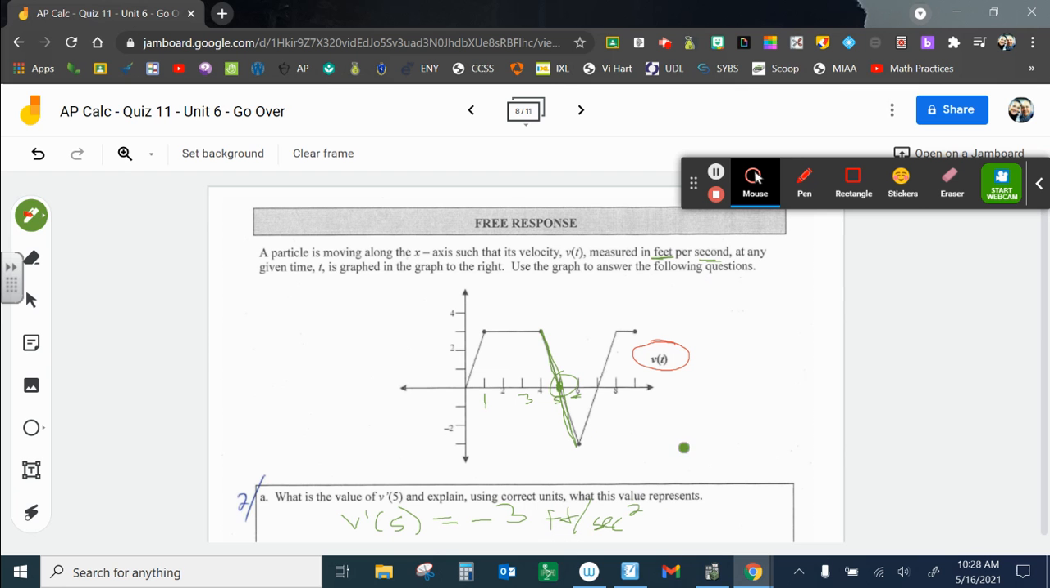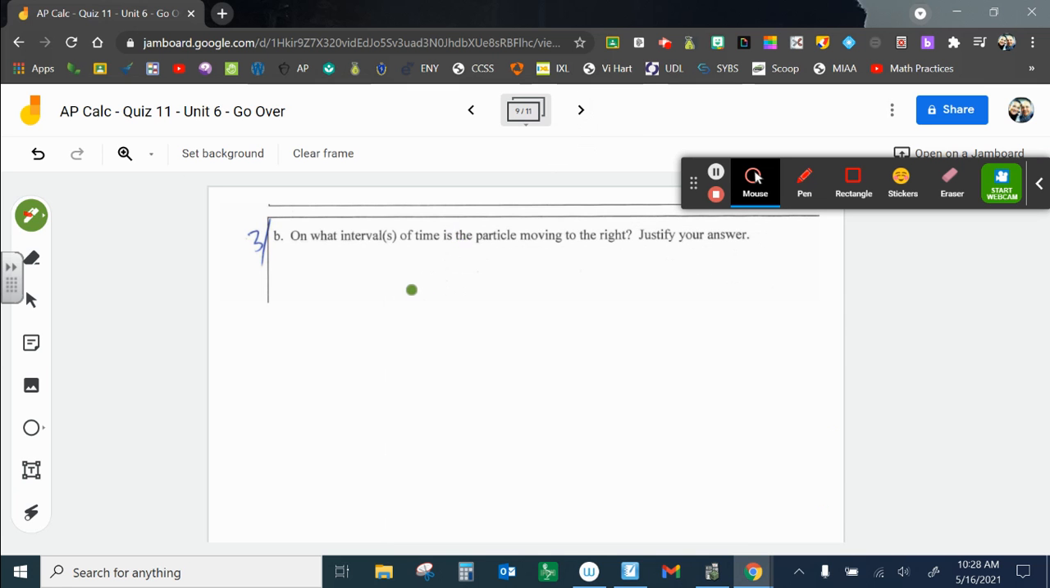And what does that mean? It represents the acceleration at time equals 5. That's all we have to put. Okay, and that's 2 points. 1 point for the answer. I think you lose a point if you don't have the unit, and then 1 point for what it represents. All right, I think we have to come back to this picture on the next one.